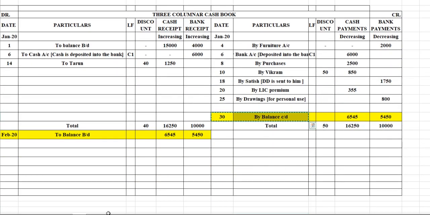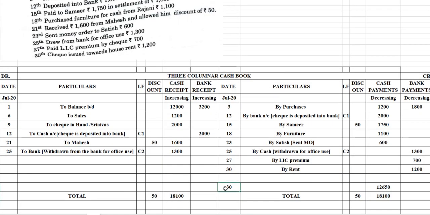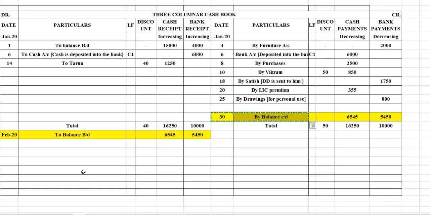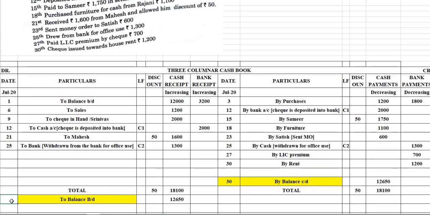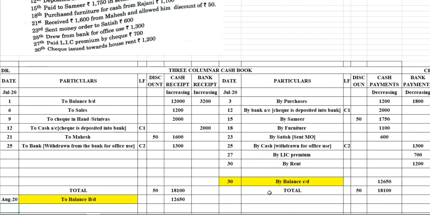By balance carried down. Here I will copy that to balance brought down. The same amount will be brought down here, 12,650 rupees on August 2020. Right. Now, this bank column.